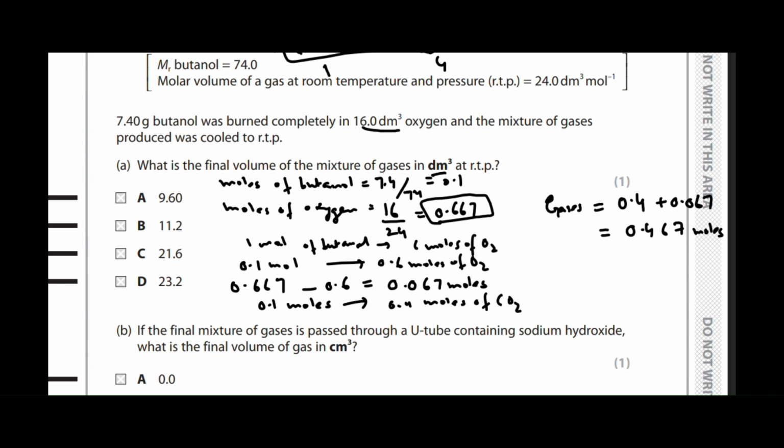But we need to find the volume. So we will multiply this with the molar volume, that is 24. So the total volume of the gases in the reaction mixture is 11.2. So B is the correct option.